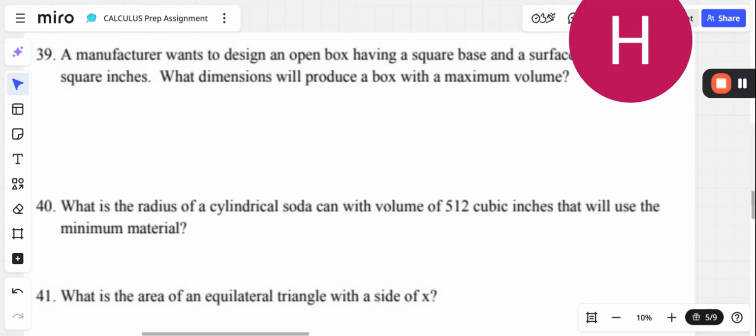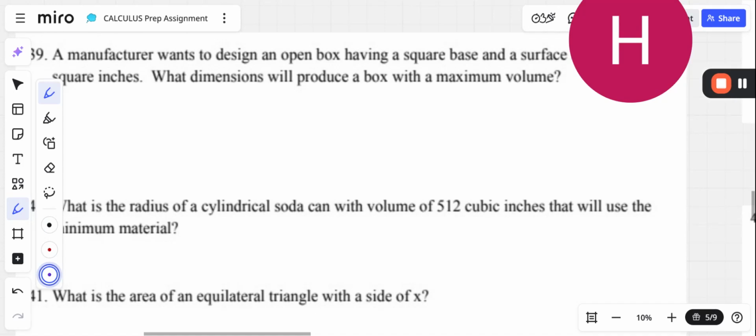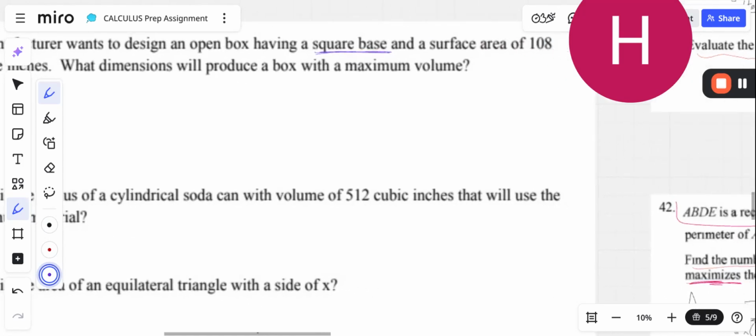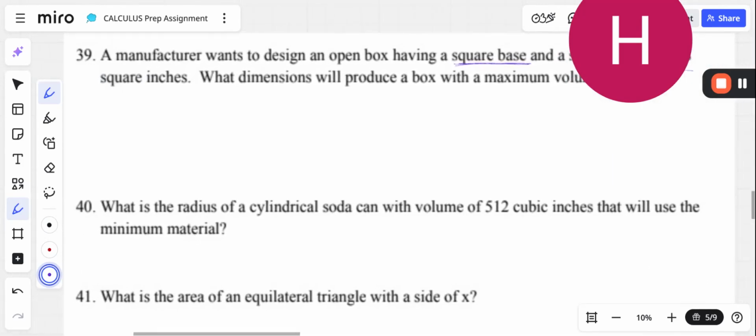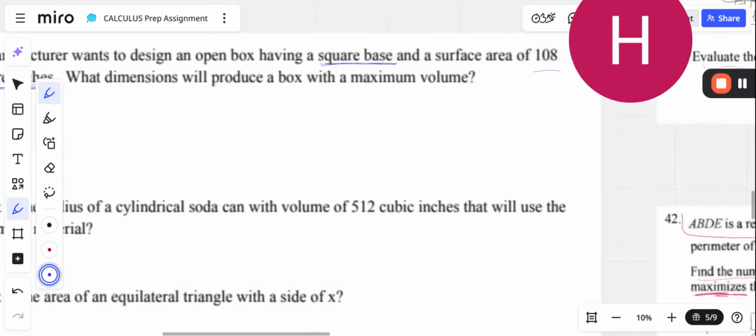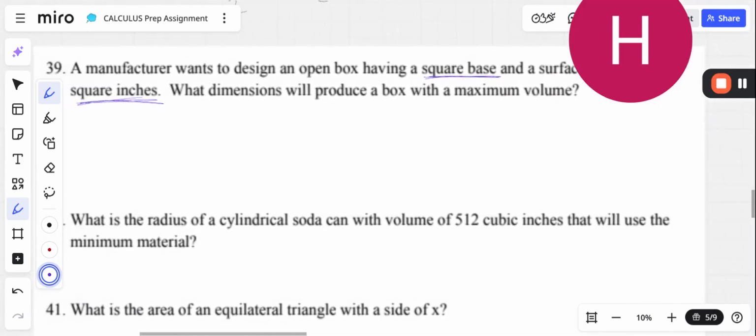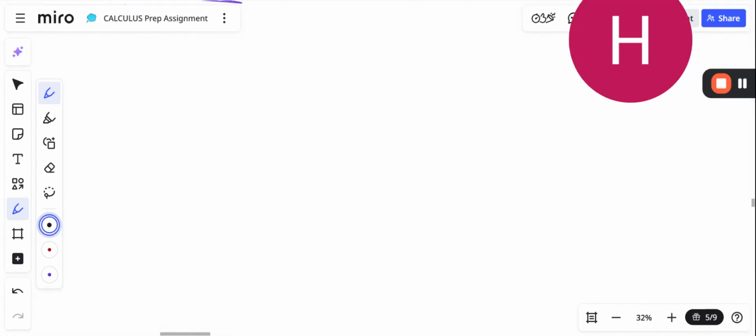Let's get started. You should have a notebook, pencil, or a pen, whatever you choose to write with is totally fine. And let's look at this problem. We have a manufacturer that wants to design an open box having a square base, that's kind of important, and a surface area of 108 square inches. So they're giving us how much surface area is on this open box with a square base. Let's first draw the situation so we know what's going on.